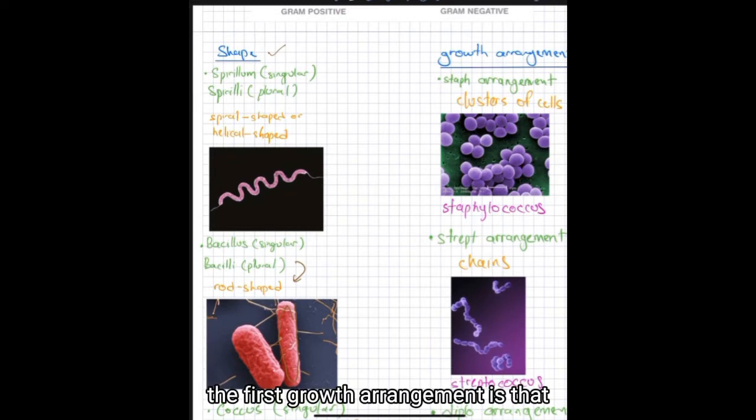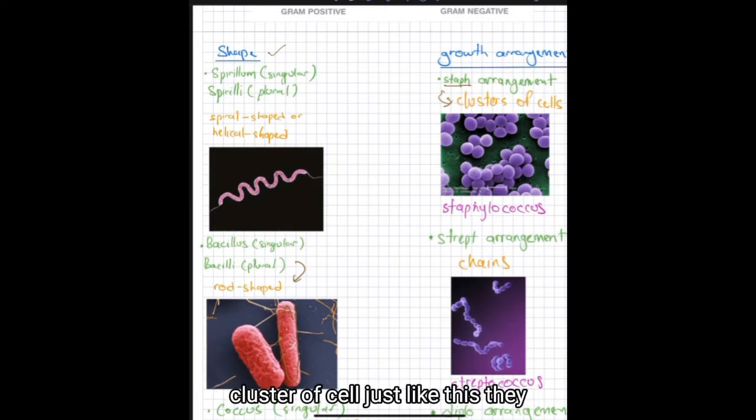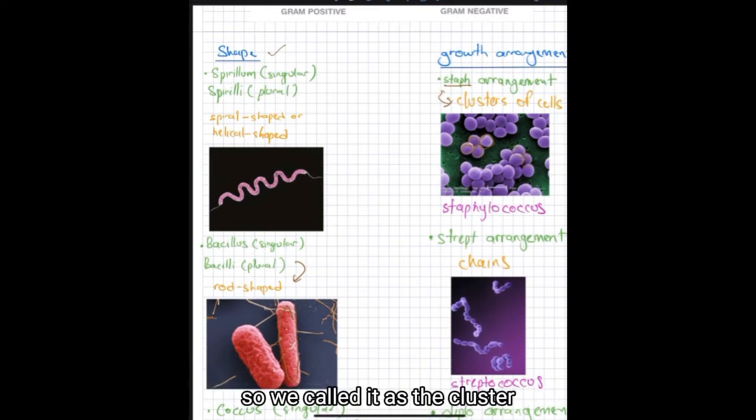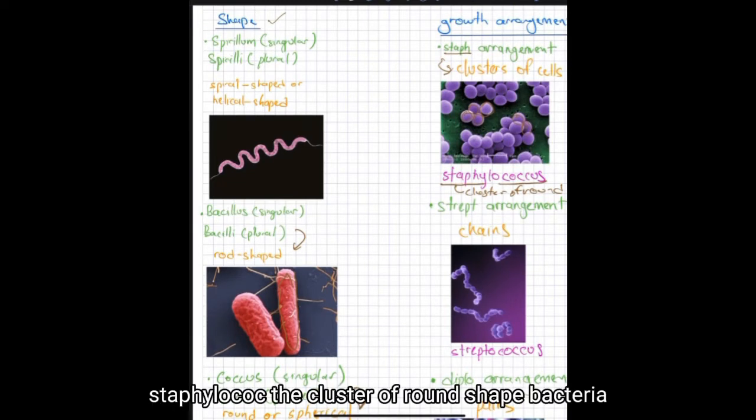The first growth arrangement is the staph arrangement. The word staph describes clusters of cells or grape-like clusters of cells, just like this. Many of them group in one place like this, so we call it a cluster. So over here we look, this means the cluster, and this coccus describes the round shape. So Staphylococcus is a cluster of round shaped bacteria.